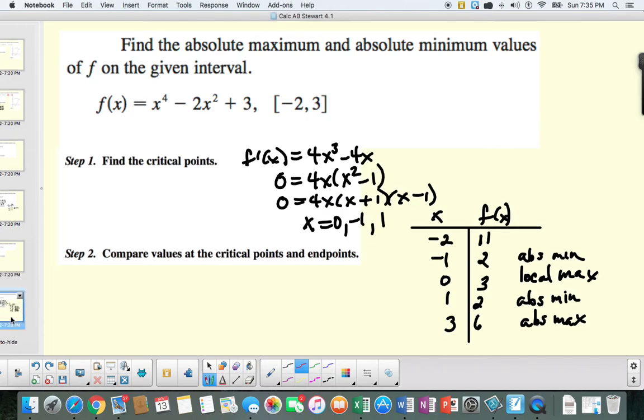And here are the answers. Again, I took the derivative and I made my list and I compared everything, and I found my absolute min. There were actually 2 values, and an absolute max, which occurred at 3. And I think this was 66, not 6. 66, that was my absolute max.